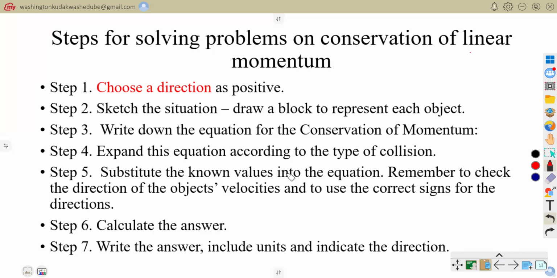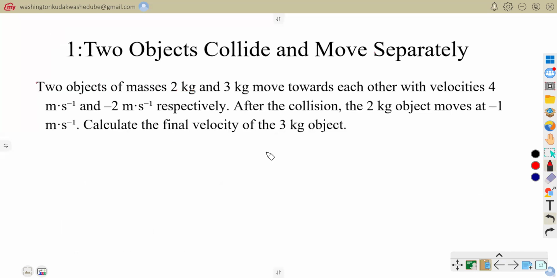So let's get started with our different problem types. The first problem type that we are going to meet in our exams, in our tests, in our exercises, is when we have two objects that collide, and then after colliding, they move separately.